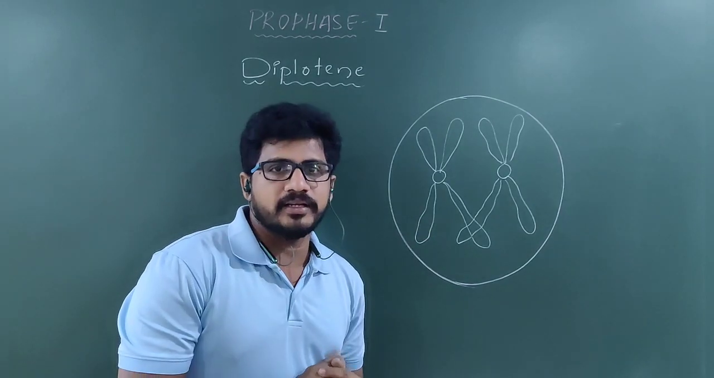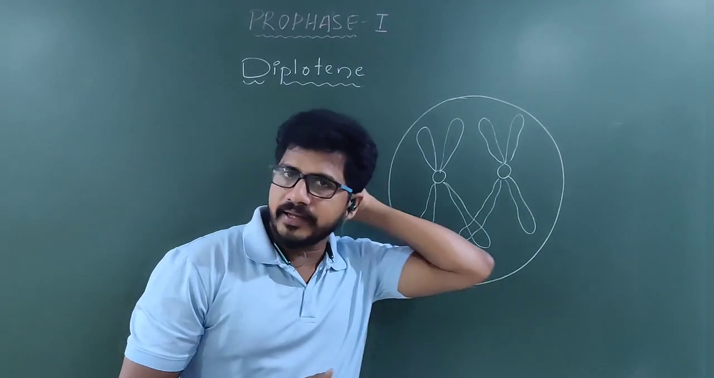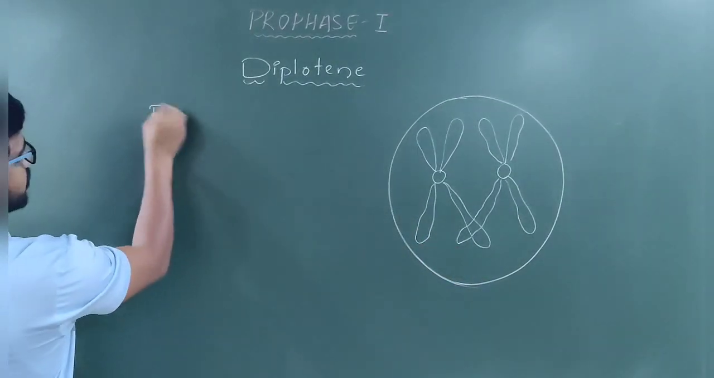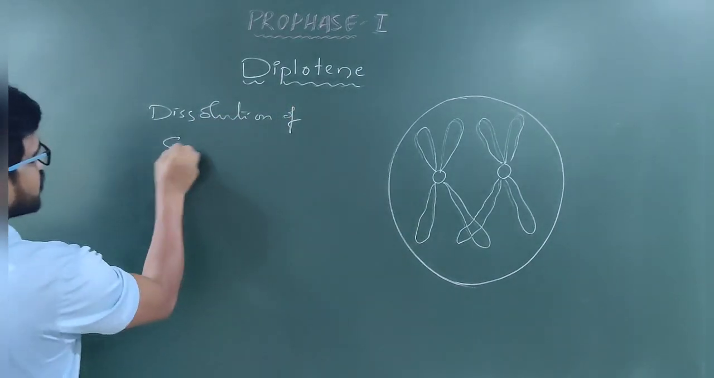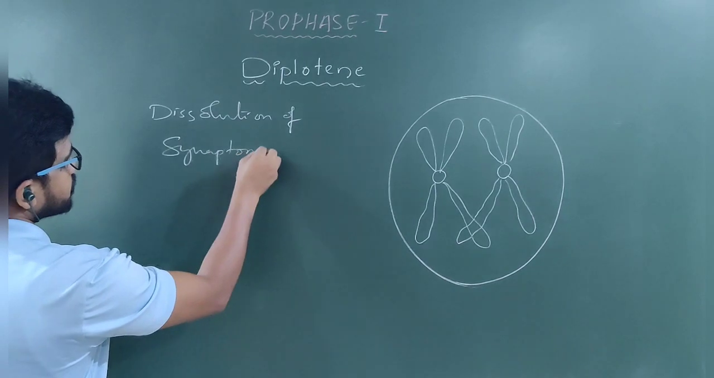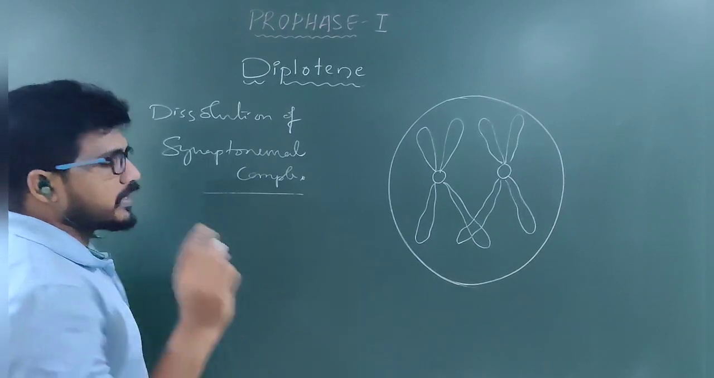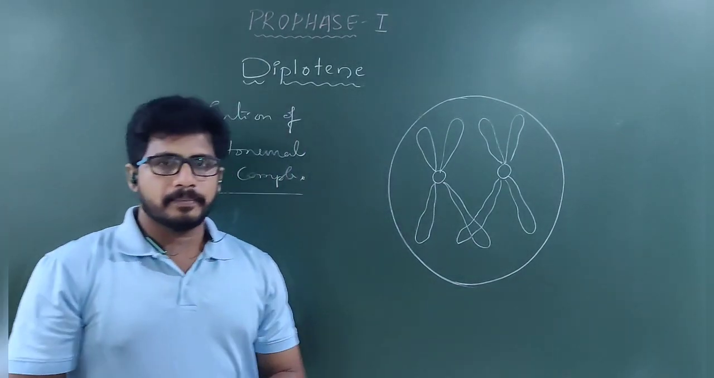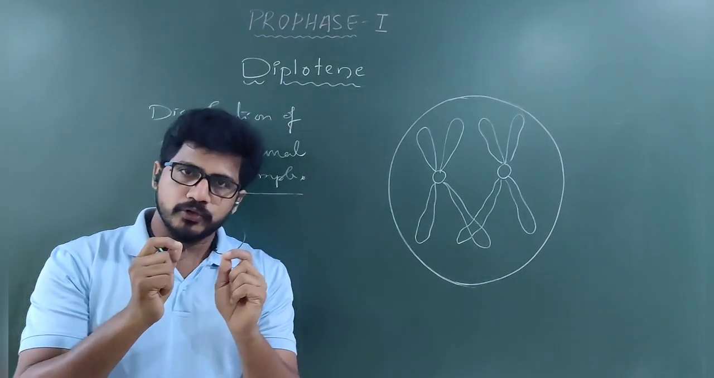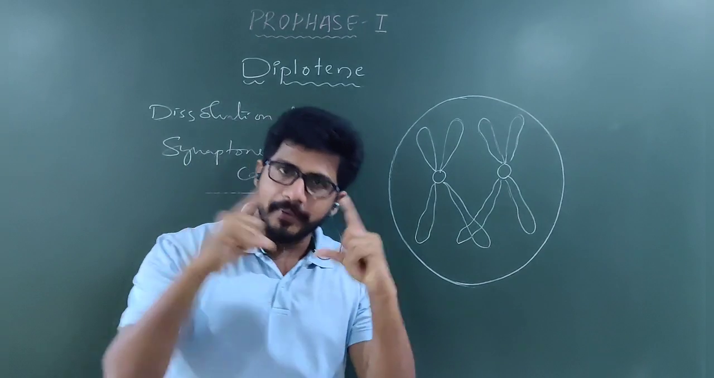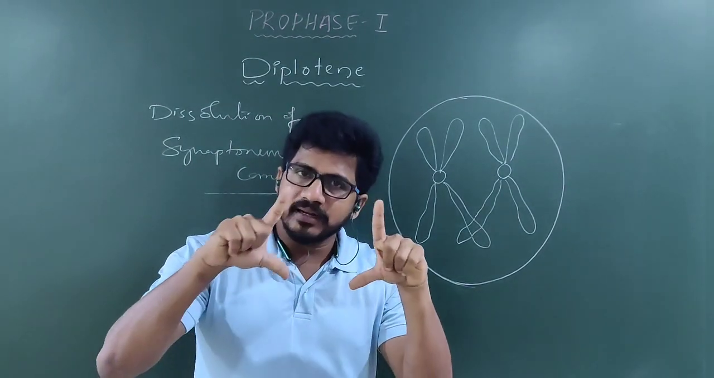What will happen in the diplotene? In diplotene, dissolution of synaptonemal complexes will happen. It is a very, very important thing. So what is happening? Dissolution of synaptonemal complexes can be seen here. Synaptonemal complexes were formed in zygotene. What are synaptonemal complexes? Homologous chromosomes from different parents become paired, and then they become separate.